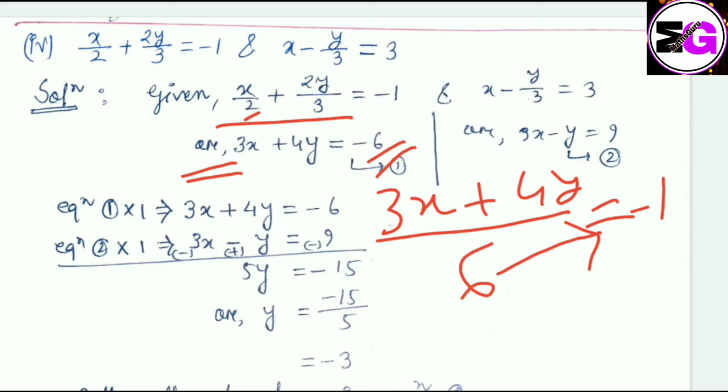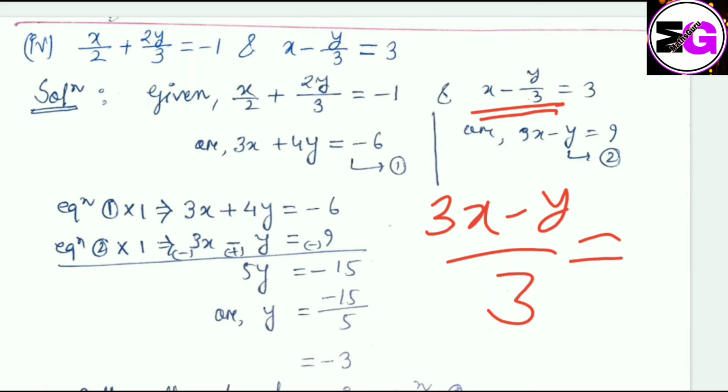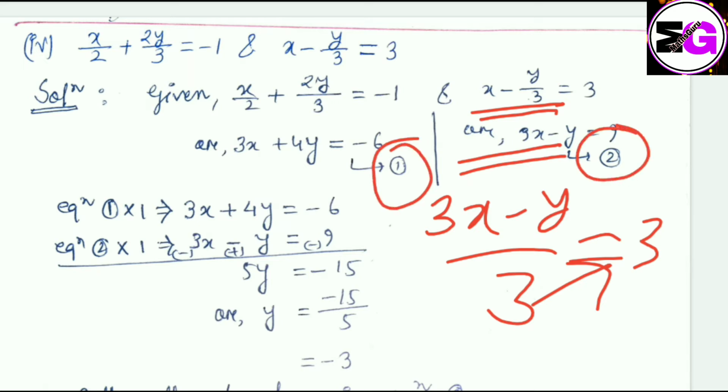Again the next one, x minus y by 3 that is equal to 3. Taking the LCM, which is 3, thrice x minus y by 3 is equal to 3. Cross-multiplying, that is thrice x minus y is equal to 9. So this is equation number 1 and this is equation number 2.